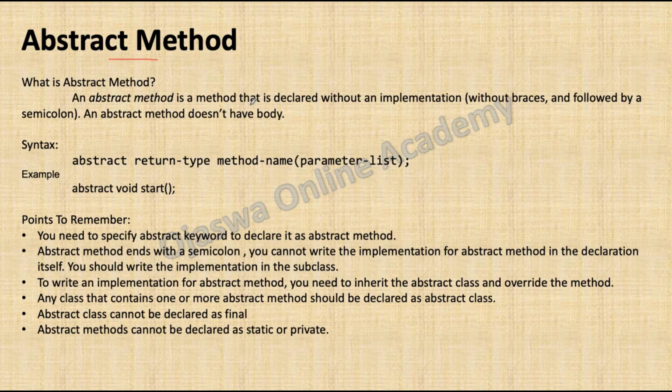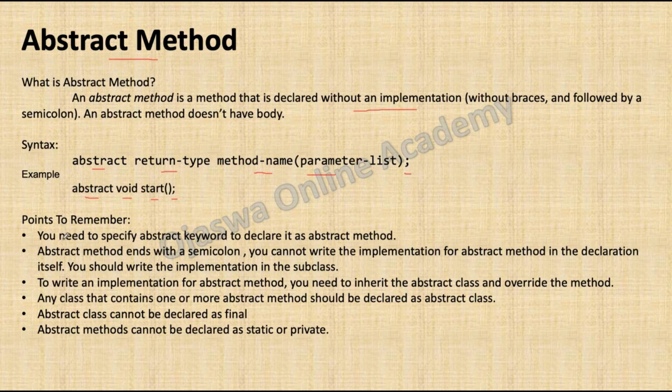An abstract method is a method that is declared without an implementation, without braces, and followed by a semicolon. An abstract method doesn't have a body. The syntax for an abstract method is the abstract keyword, return type, method name, and parameter list if any, and it ends with a semicolon. For example, abstract keyword, return type void, method name start, parenthesis, and ends with a semicolon. You don't give curly brackets and write code inside it.